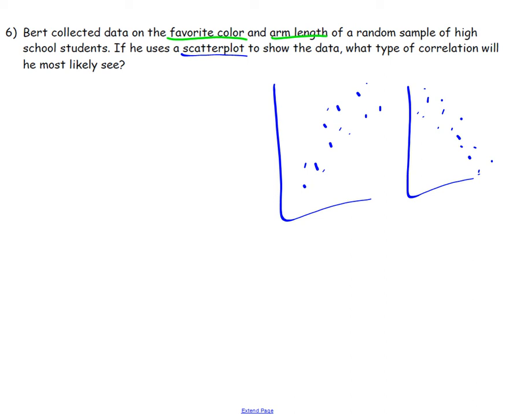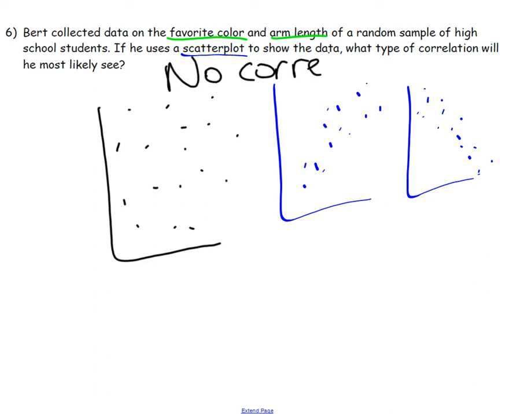So we look, are those two things related? No, they're not. Since one thing has nothing to do with the other, there is no correlation. We'd end up with a graph that looks like this. There's no correlation.